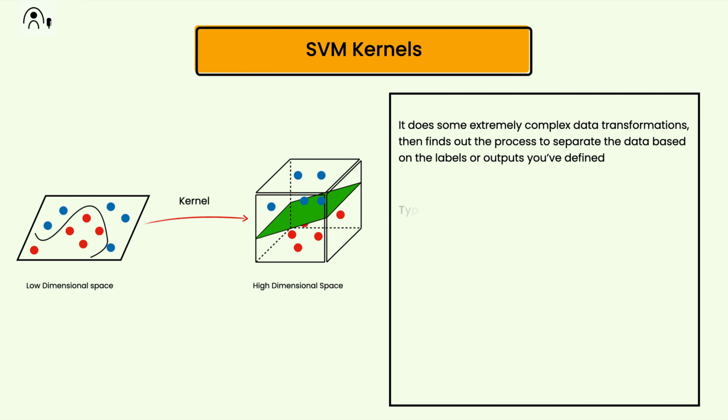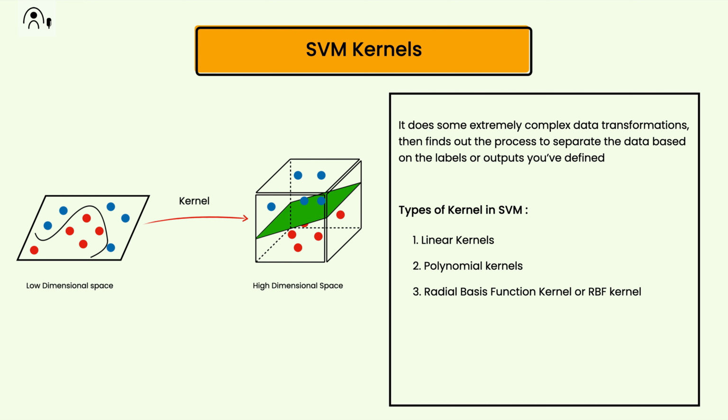Now if we discuss the types of kernels in SVM, we have three types. Linear kernels. It can be used as a normal dot product between any two given observations. Polynomial kernel. It is a generalized form of linear kernel. It can distinguish nonlinear and curved input space as well.